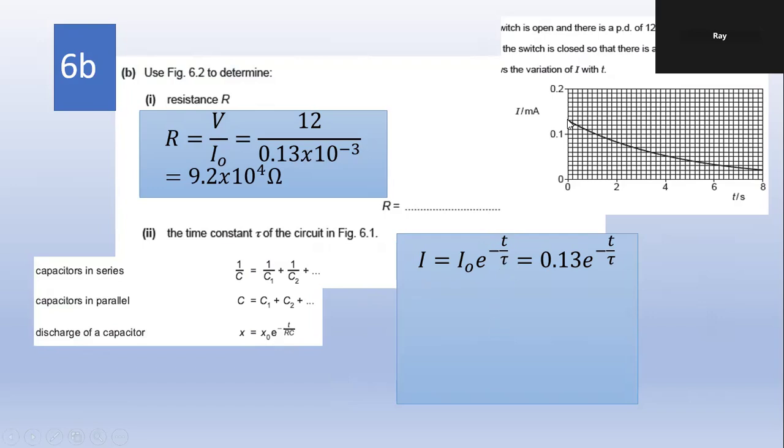Then initial current is 0.13. The easiest way is to take this point, 0.02 and then 8 seconds. That's your 8 seconds. Take this one down, I 0.02 divided by I naught, and then we get this one and complete the calculation. Okay, stop me if you need to explain further.